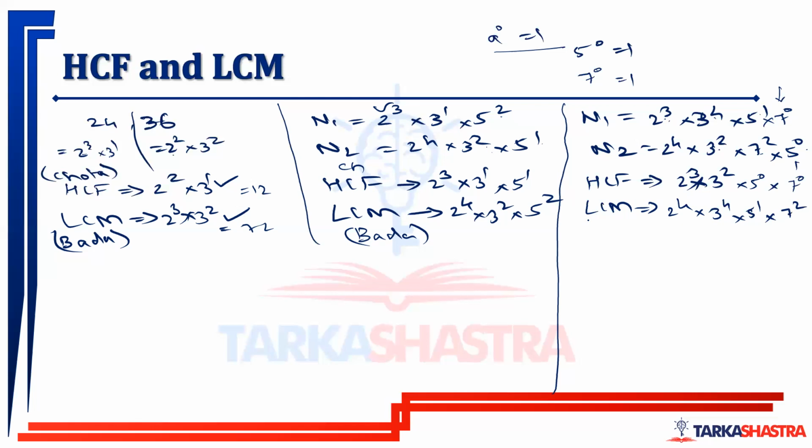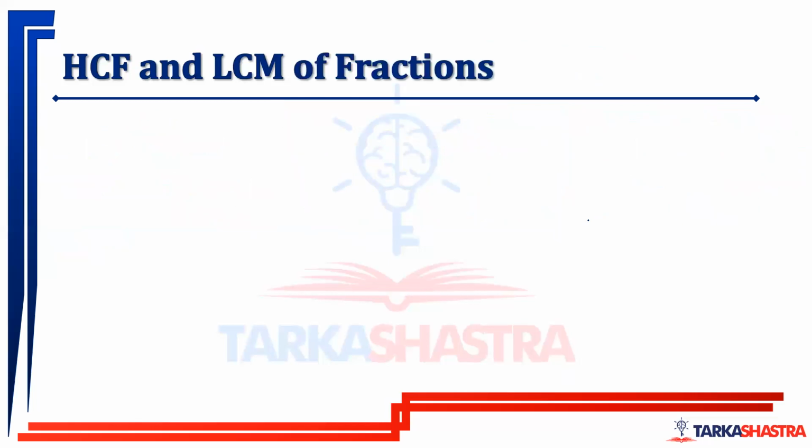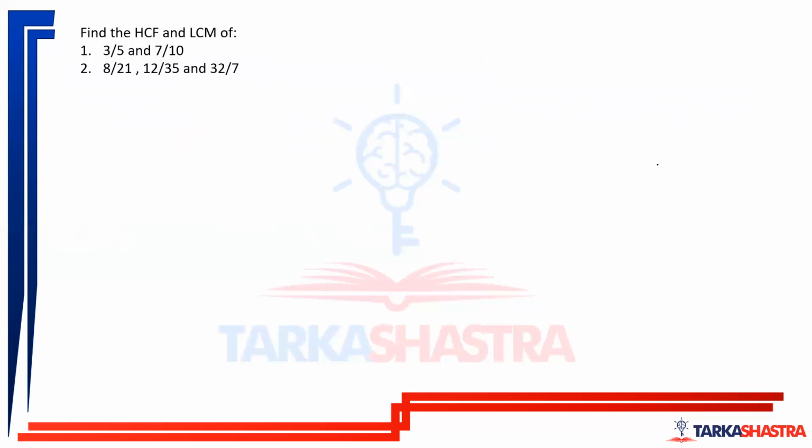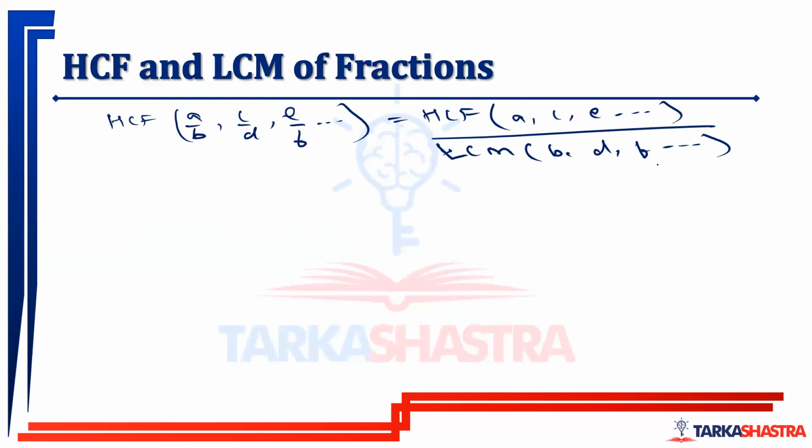Okay. Now sometimes what may happen is that you might have to find out the HCF and LCM of fractions. Now what to do in such cases? Let us say we have to find the HCF of A by B, C by D, E by F, and so on. It is nothing but HCF of numerators, that is A, C, E, upon LCM of denominators, that is B, D, F. We'll apply it on the questions as well. We have taken questions on HCF and LCM of fractions. We'll apply it here, but write down the formula.